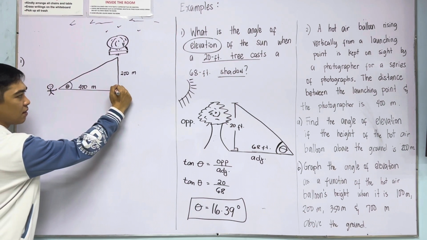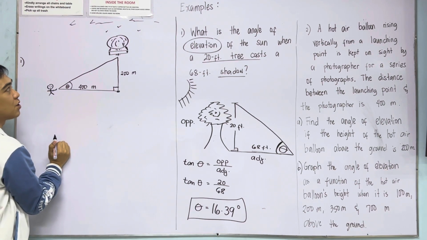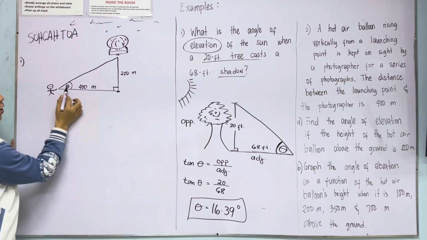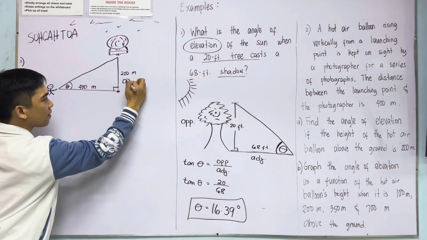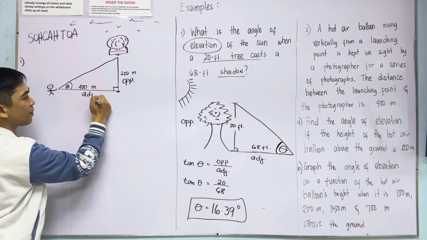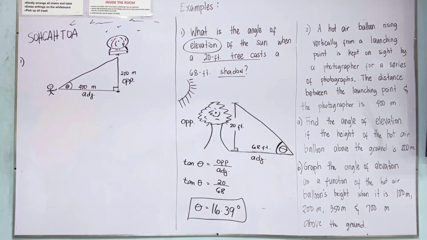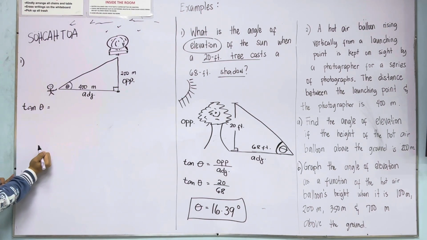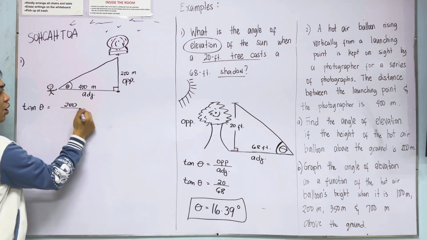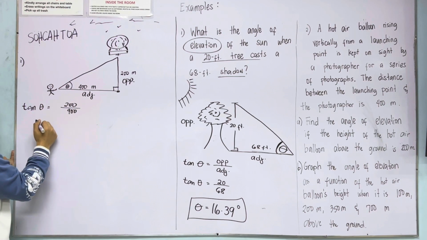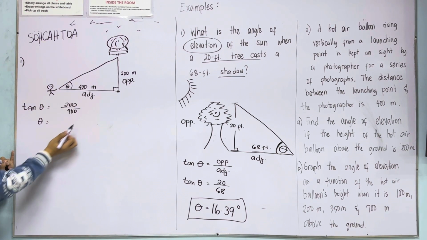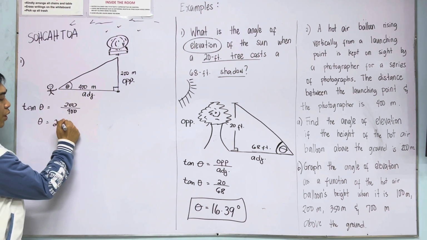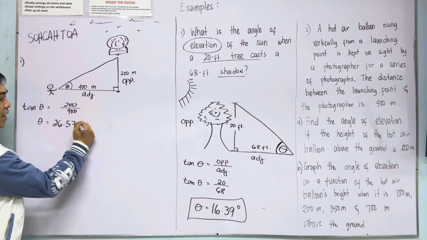From the given, ano yung makukuha nating information using the SOH CAH TOA? Tangent. Tangent pa din. So we have opposite and adjacent. Tangent na naman. So we have tangent theta is equal to 200 over 400. Now, 200 over 400 is 0.5. Shift tangent, 26.57 degrees.